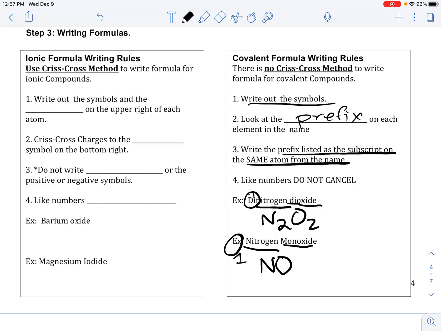Ionic is a little bit more complicated. What you do is you write out the symbol and the charges in the upper right-hand side of each atom. So an example, barium is Ba, oxygen is O. And write the charges from the periodic table.